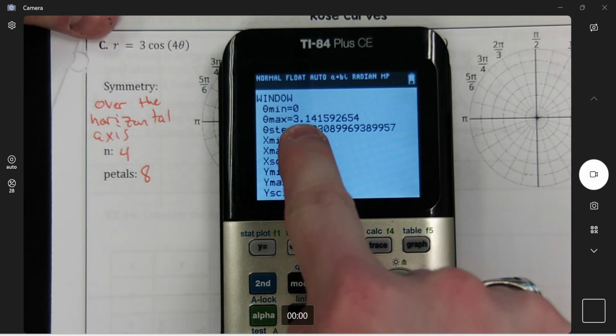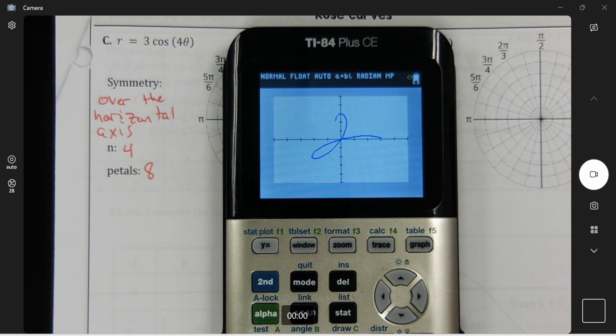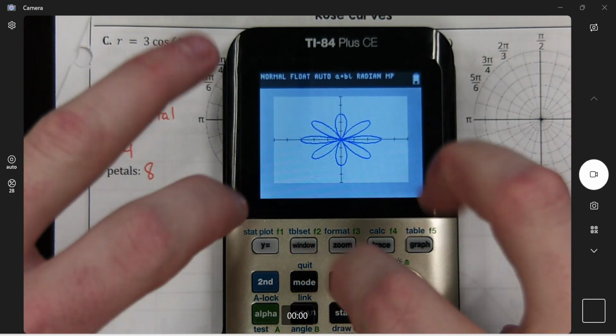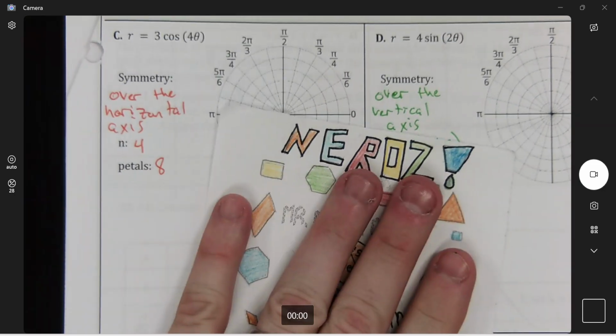I only had it going from 0 to pi. So let's fix that. There we go. Keep it going. Oh yeah. Ta-da. Beautiful. How about that? So we've now successfully mastered circles and rose curves. Yeah? Thanks, nerds.